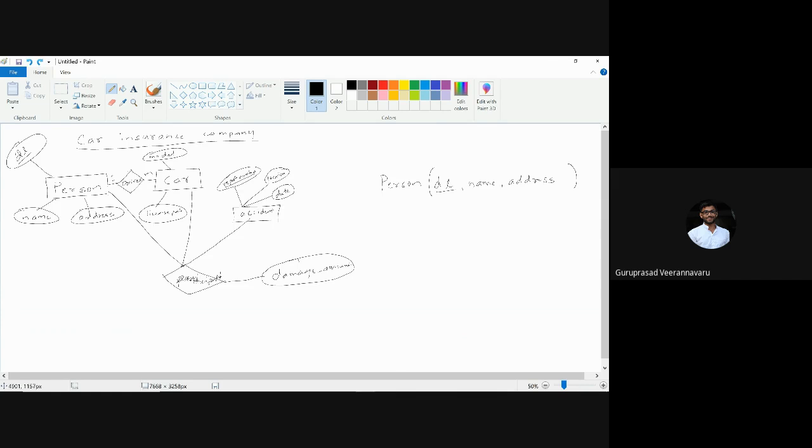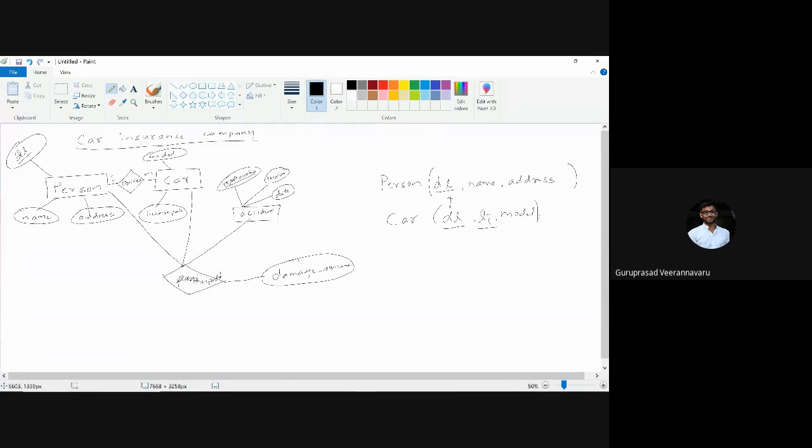So how will it be for car? Car will have, let's say, the foreign key will be what? The foreign key will be DL of a person, and then we have the license plate. Let's call it LP, and then you have model. So DL and LP here. So DL becomes the foreign key, and LP becomes the primary key of this table.